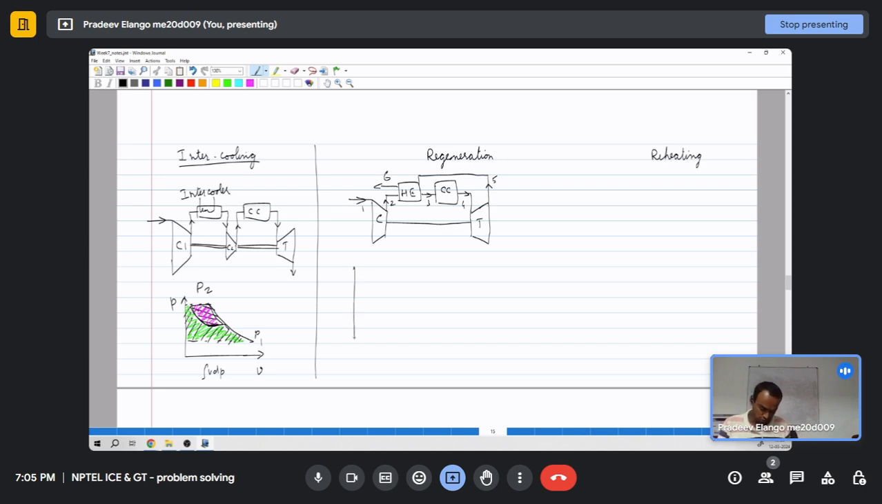So now if we draw this TS diagram, we have 1, 2, 2, 3, supplied by the heat exchanger, this point is 3, and then from the combustion chamber we go to 4, and then we expand to 5, and then at constant pressure we reject the heat at 6. Now it is to be noted that T6 should be greater than T2, only then the heat exchange can happen. So we can see T2 here, and that is greater than T6.